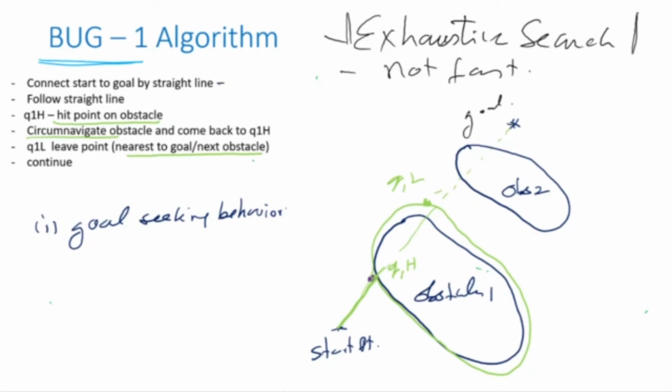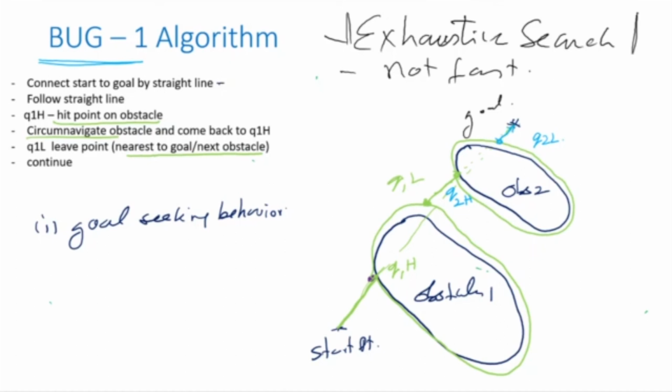So how will it continue? The same thing: it will go like this and then go here. The moment it has gone there, it will circumnavigate once like this and come back here. Now it has seen the full obstacle. After it has seen the full obstacle, this is my Q2 hit point. Then it will identify the point which is nearest to the goal. So this is Q2L, the Q2 leaf point.